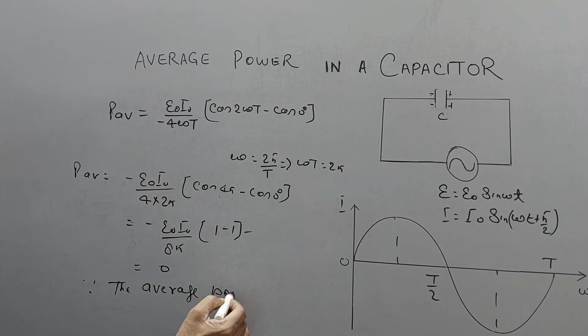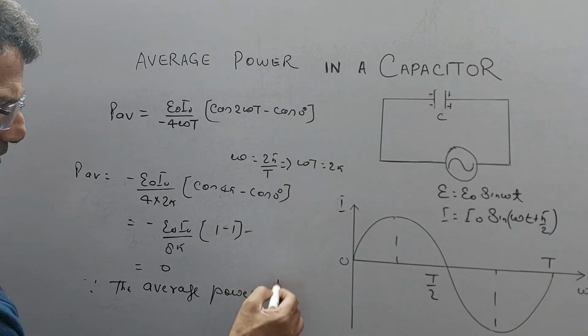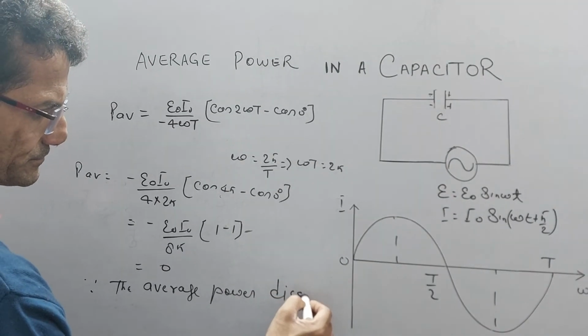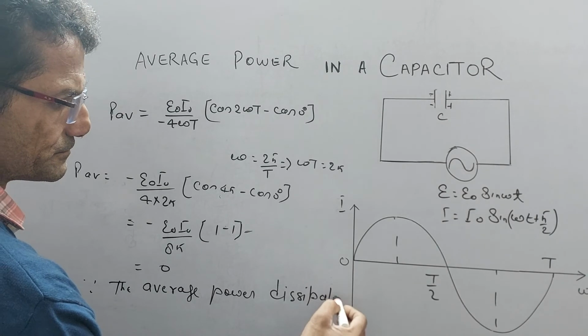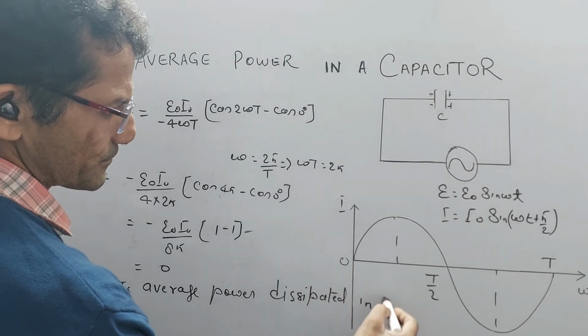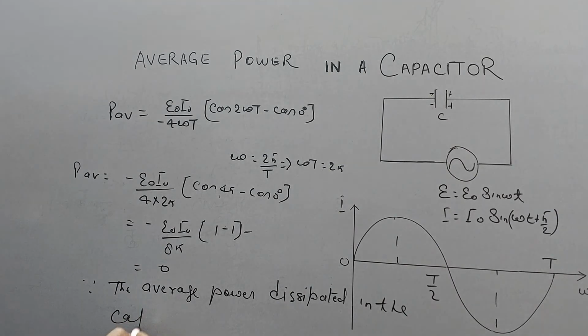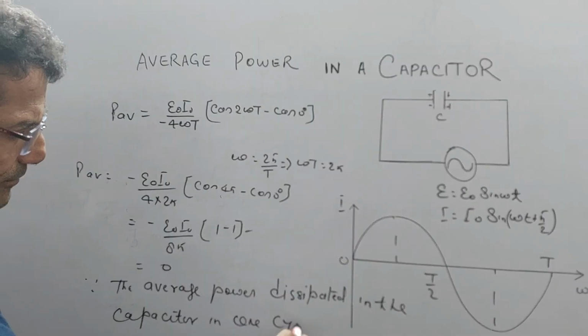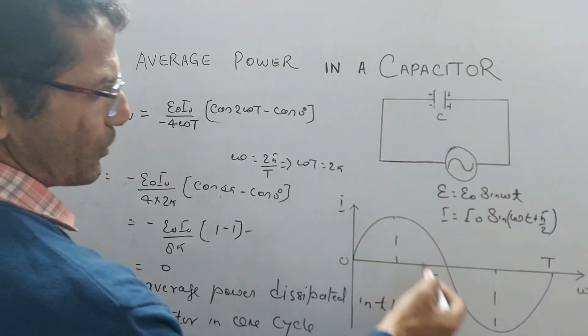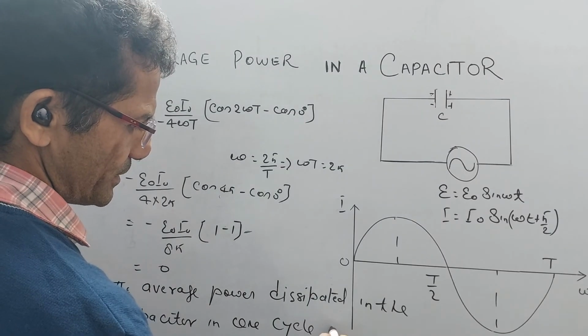Average power dissipated in the capacitor in one cycle. One cycle means one oscillation is zero.